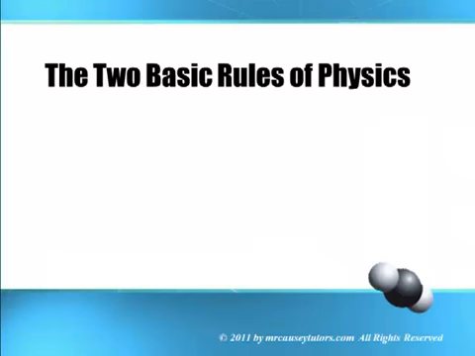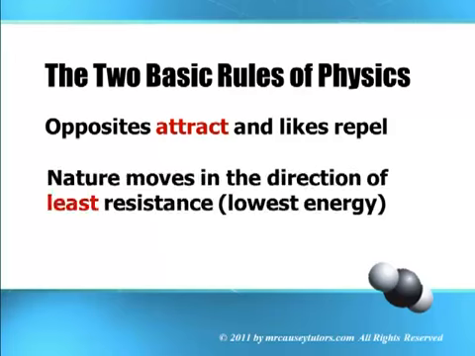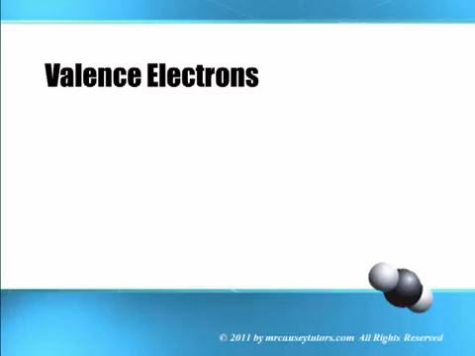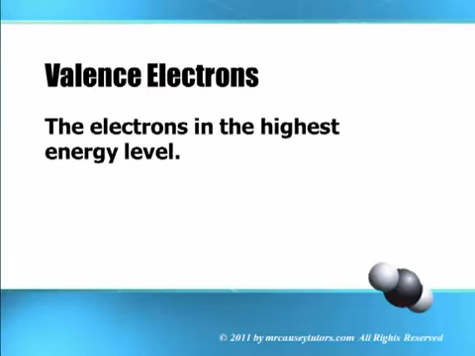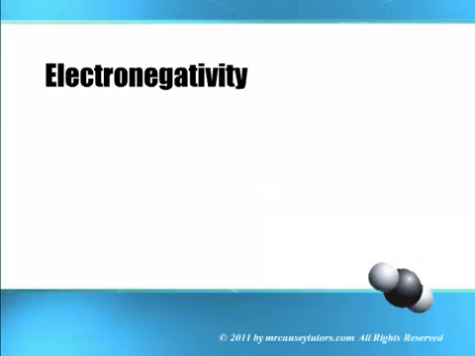The two basic rules of physics are this: opposites attract and likes repel, and nature moves in the direction of least resistance, which means nature moves towards the lowest energy. We need these two ideas down in order to work with the octet rule. Alright, valence electrons are the electrons in the highest energy level, and that's usually the s and p electrons.